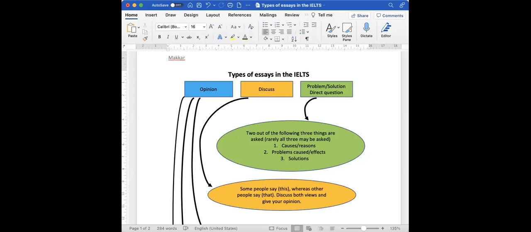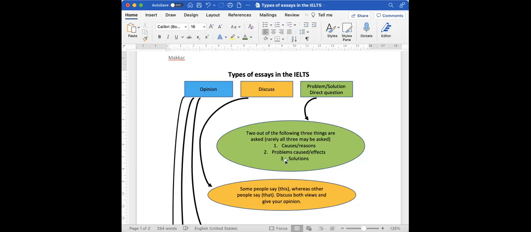Now, regarding problems caused, some students are confused with the word caused here. They say, 'Ma'am, causes are asked.' But look, problems caused because of something, so it is not causes, it is effects. And the third thing that is asked is solutions. Now, any 2 out of these 3 things can be asked. Either they can ask you causes and problems, or causes and solutions, or problems and solutions, anything. Rarely do they ask all 3.